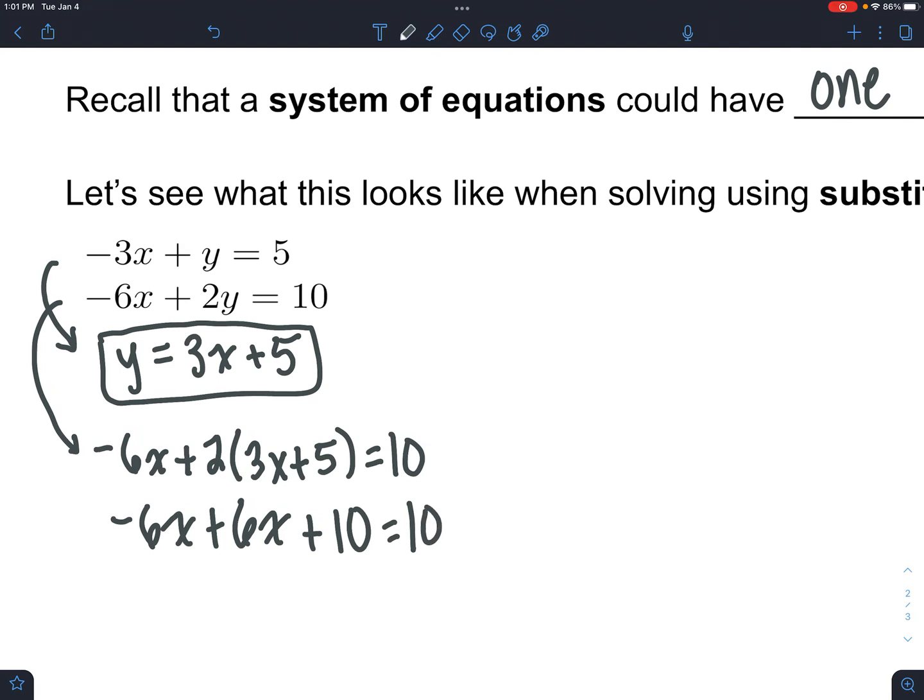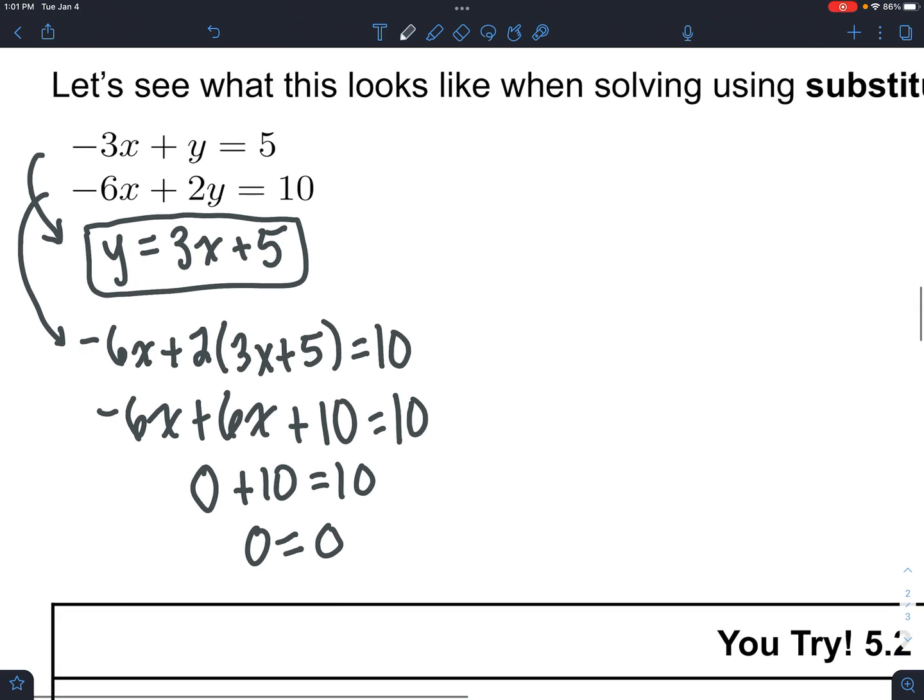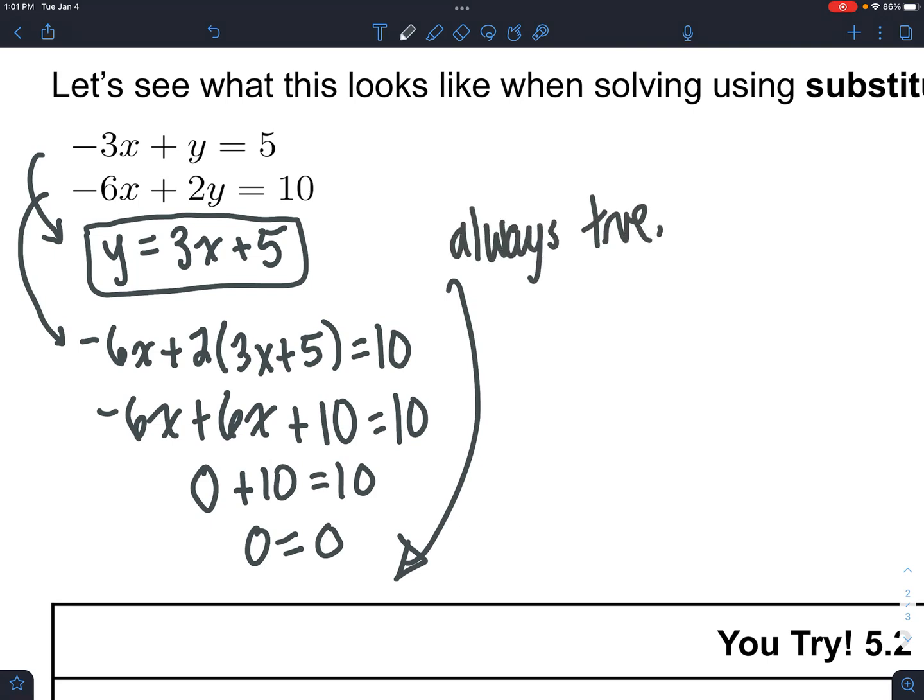Because -6x's plus 6x's, they cancel each other out, and we get 0. And if you have 10 equals 10, that's the same thing as just 0 equals 0. But what's important is at this point, we see that 0 equals 0 is always true, right? You can't come up with a reason when 0 isn't 0. 0 is always 0. So this is always true, which means that we have infinitely many possible solutions.